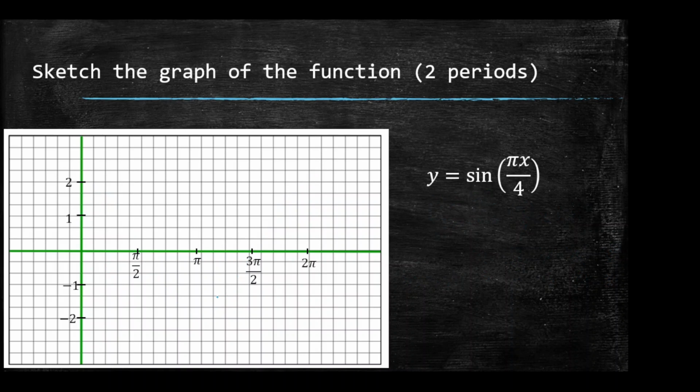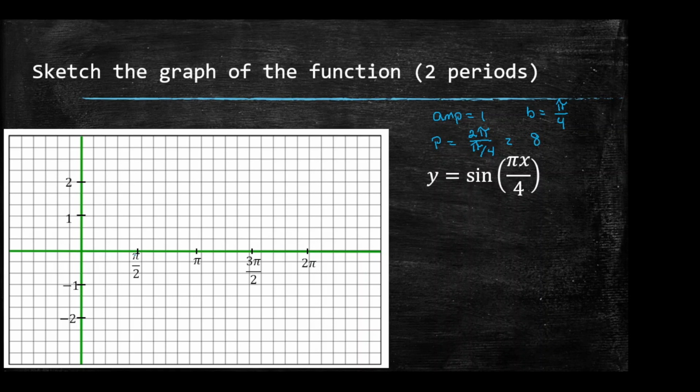So again, the first thing I want to do is calculate the amplitude and the period. My amplitude here is 1. And my period, since b is pi over 4, is 2 pi divided by pi over 4. So that one is going to give me a period of 8.